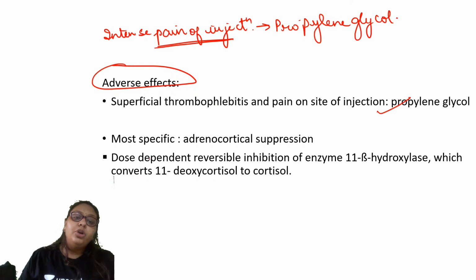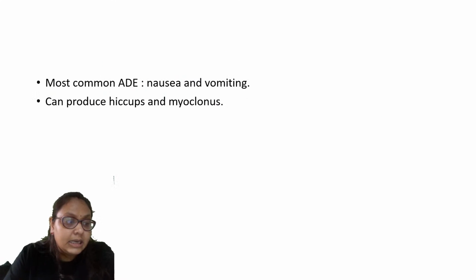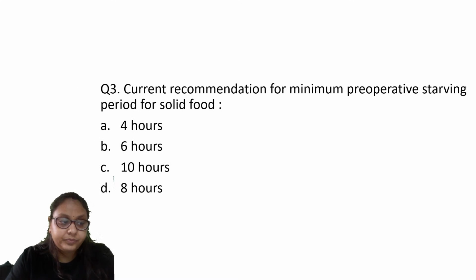And as I told you, the most specific adverse effect is adrenocortical suppression because of the inhibition of the enzyme 11-beta hydroxylase. Is it clear? And the most common is nausea and vomiting. It can produce hiccups and myoclonus also.